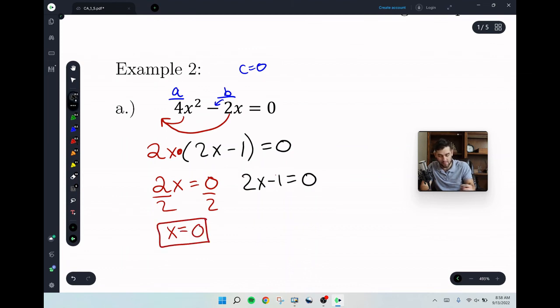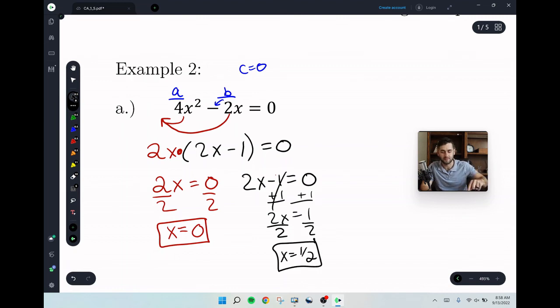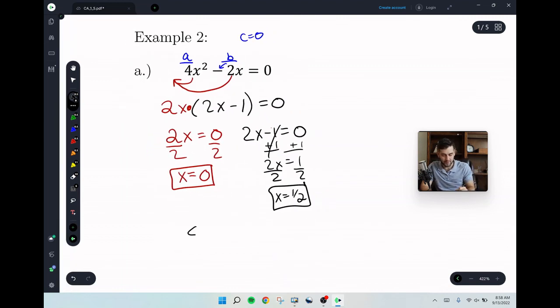Okay, let's solve the second one. Add 1 to both sides. 2x equals 1, divided by 2. x equals 1/2. Okay, we have two different solutions then. They're not the same solution. So then we can write our solutions as the set 0, 1/2. Not too wild.